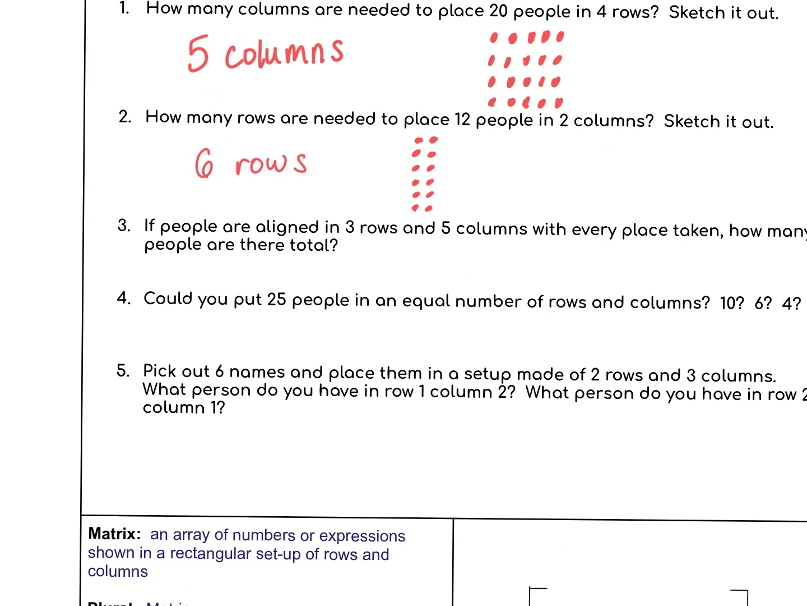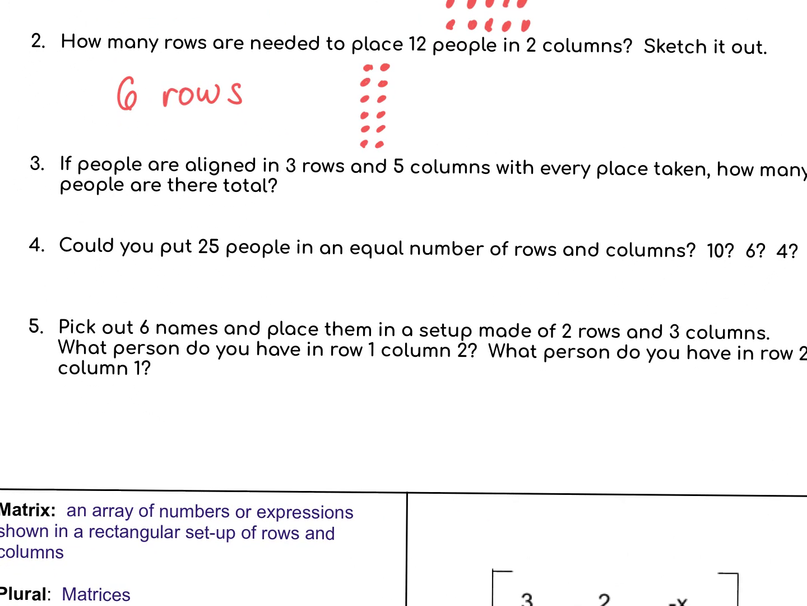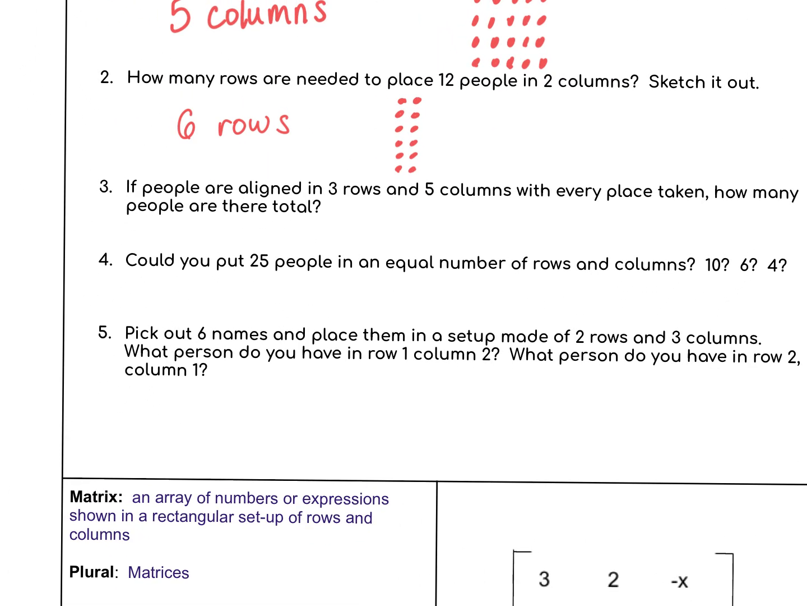If people are aligned in 3 rows and 5 columns, you could have drawn it, but it didn't say you had to. With every place taken, how many people are there total? 15. How'd you find that out? Math. 3 times 5. Could I put 25 people in an equal number of rows and columns? How? It would be a 5 by 5. Good. Okay, 5 rows by 5 columns.